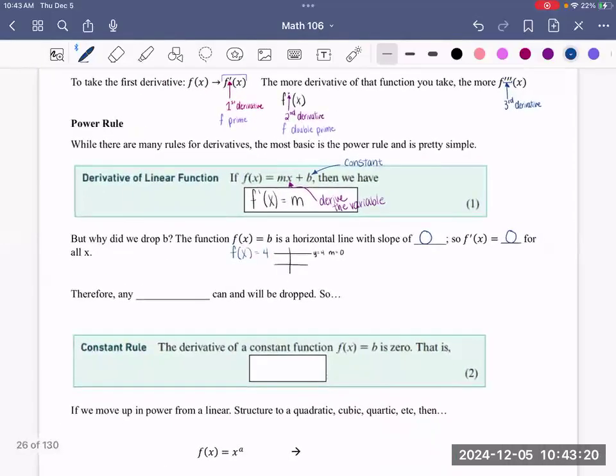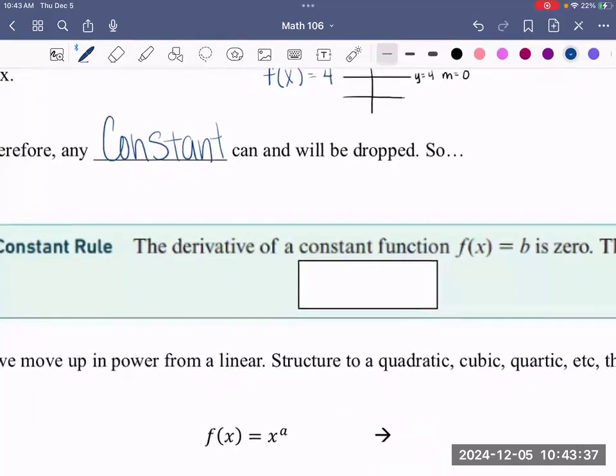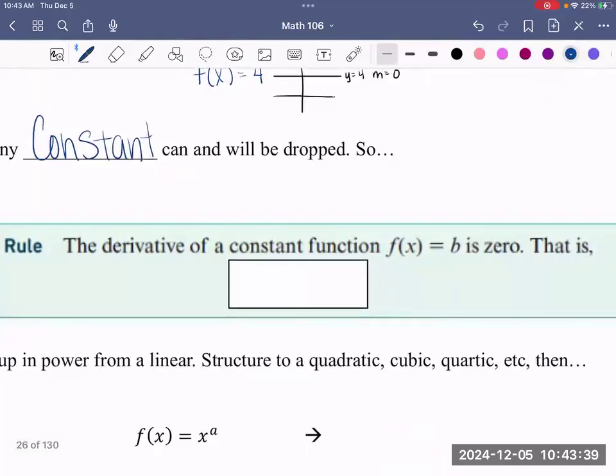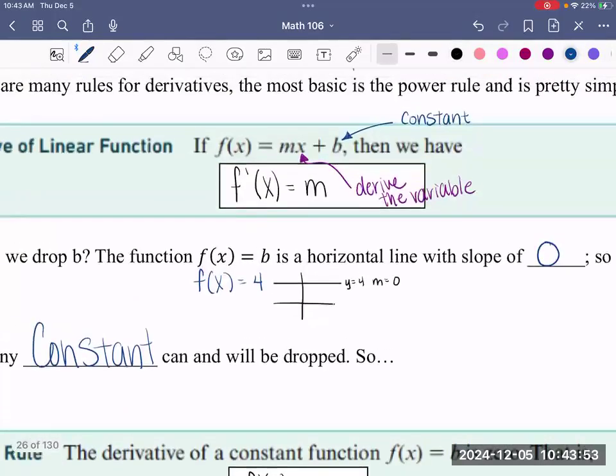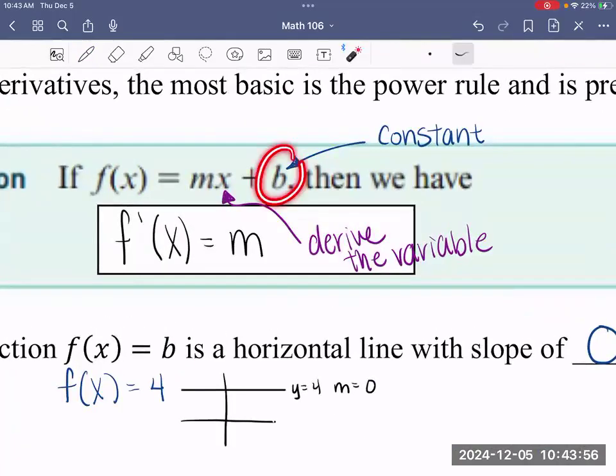So it says, therefore, any constant, any value that is unaffected by your variable x, or whatever your unknown variable may be, can and will be dropped. So for your constant, it goes on to say the derivative of a constant function, f of x equal to b, is 0. Therefore, when we write your first derivative, it's equal to 0. That is, in a roundabout way, just saying that we're going to drop it and just say it's 0.